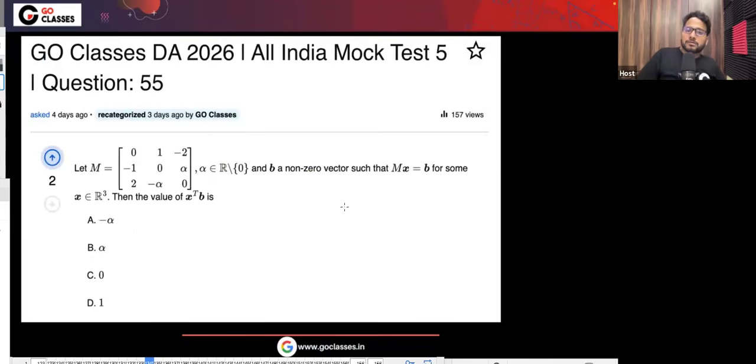Now, let's solve this question. In this question, they are saying, suppose Mx equal to b, okay? And then they are asking, what is the value of x transpose b? So basically, x transpose b means x transpose Mx. Let me tell you that this M is a skew symmetric matrix. You can easily observe that it is skew symmetric, right? M is a skew symmetric matrix. And for any skew symmetric matrix, this value is 0.